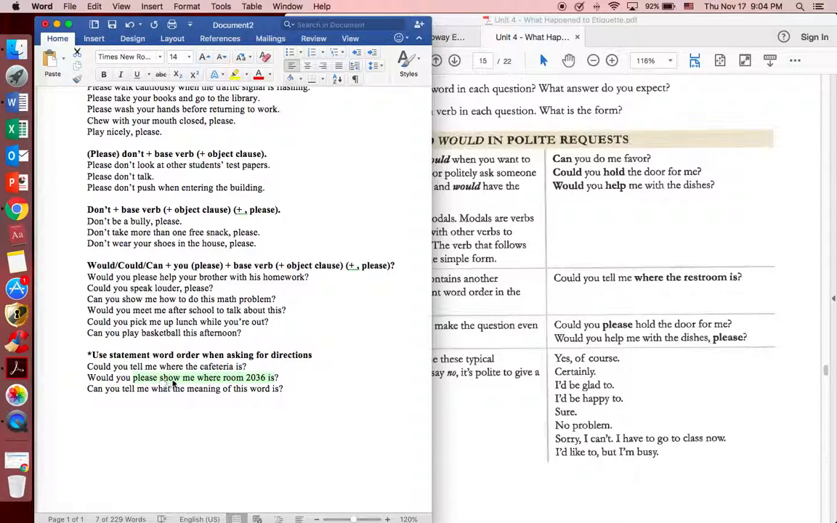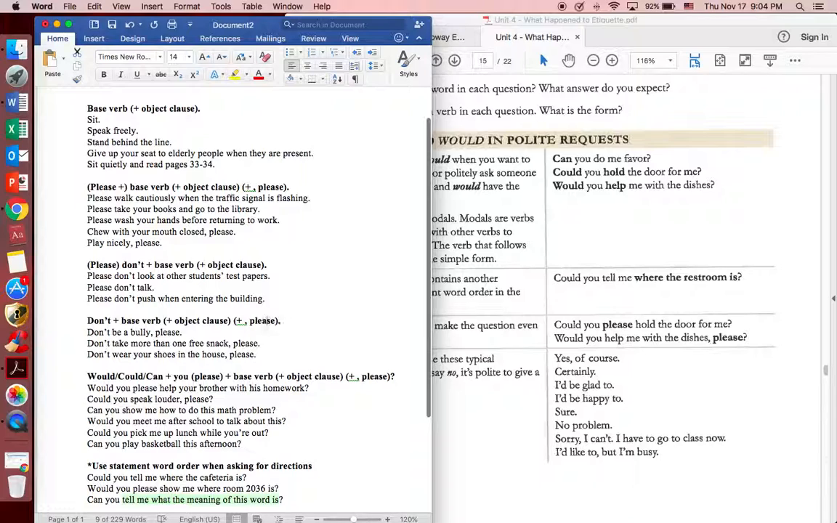To take an imperative and make a polite request, all you have to do is put would, could, or can plus the subject, you. That's as simple as can be right there. Would you please show me where room 2036 is? And then again, can you tell me what the meaning of this word is? Our imperative is just right there. Tell me what the meaning of this word is. Right? So we're going to make a polite request by adding our subject and putting that modal at the beginning, plus slap a question mark on the back end of it.